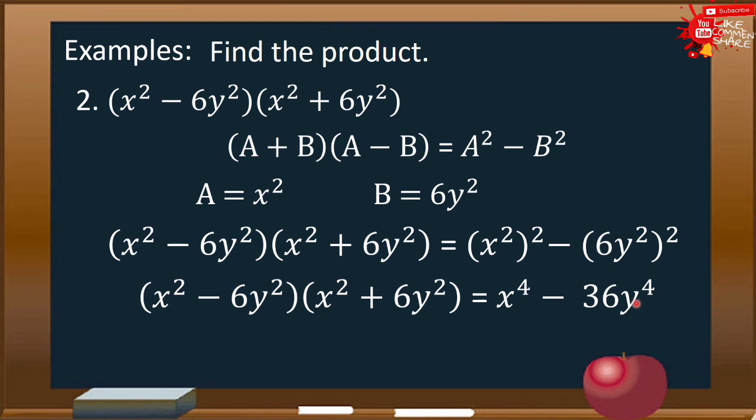Take note that in multiplication, we simply add their corresponding exponent of the same variable. Okay? So therefore, the product of x squared minus 6y squared and x squared plus 6y squared is equal to x to the fourth minus 36y to the fourth.